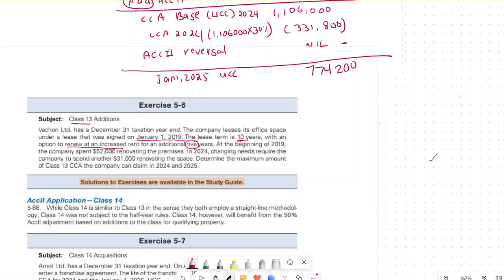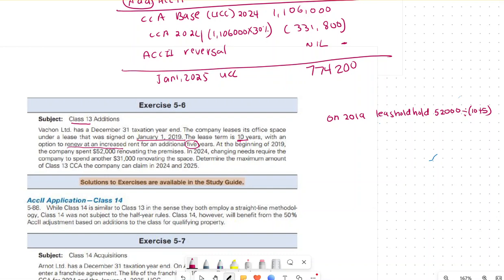So what happened at the beginning of 2019? Let's say we have 2019, that was my leasehold improvement. We're going to say leasehold improvement. The cost of that leasehold improvement was 52,000. This is a limited liability, and we have 10 years as the life. We are allowed one renewal.